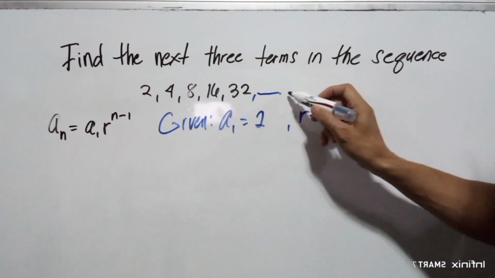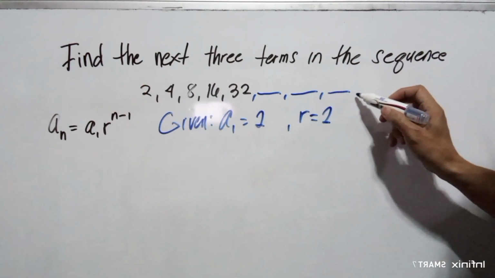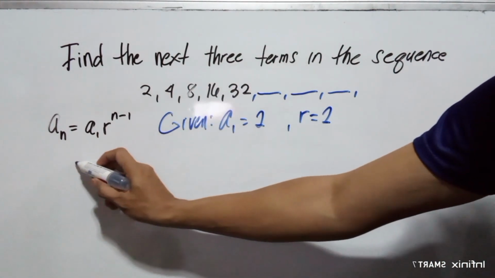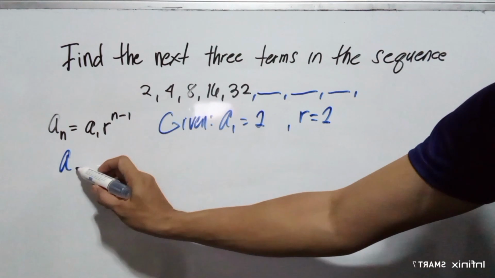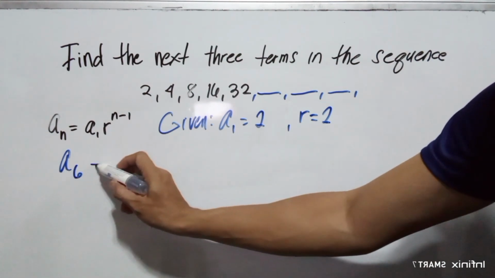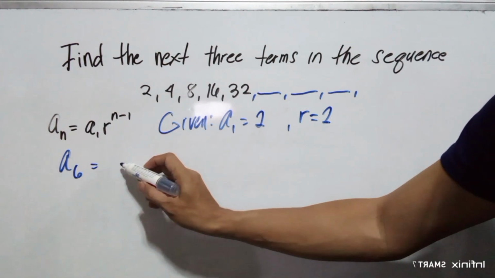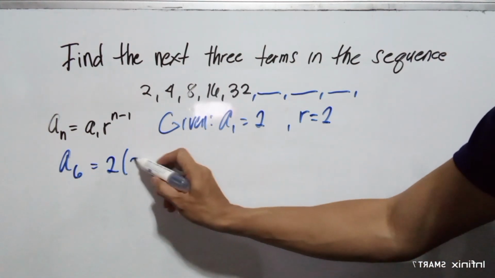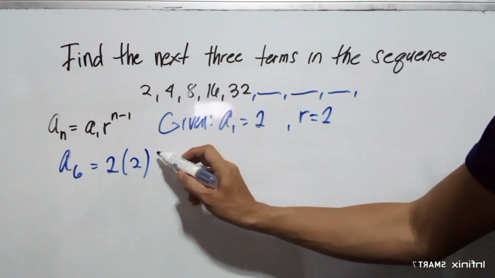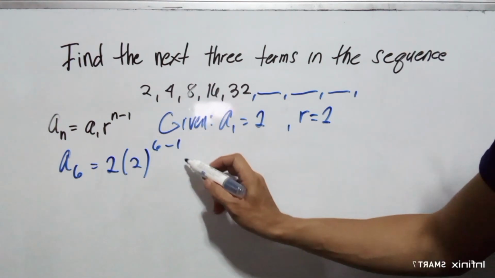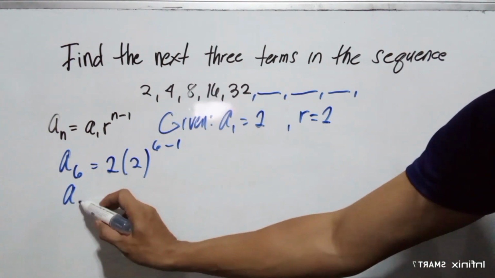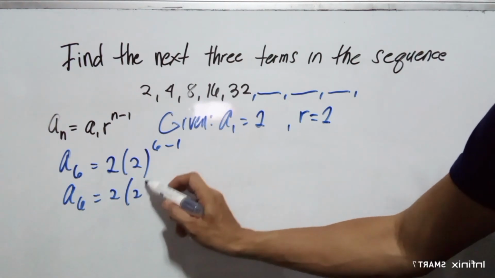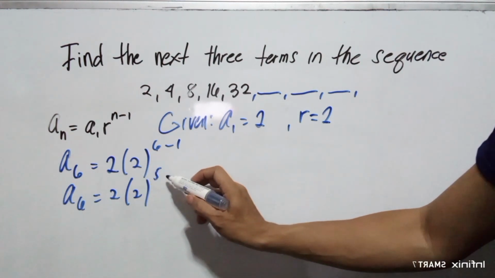Yung pang 6, pang 7, saka yung pang 8. So, this formula, una is yung pang 6 term. A sub 6 equals yung a sub 1 is 2, times yung common ratio na 2. Tapos yung n natin is 6 minus 1. Then a sub 6 equals 2 times 2. So 6 minus 1 is 5.